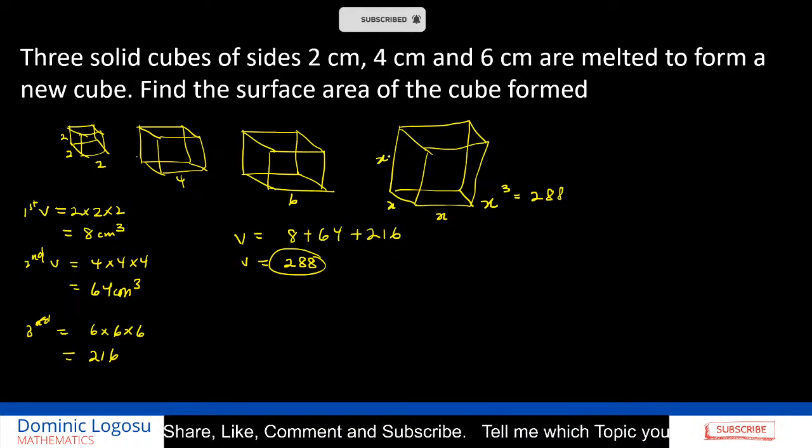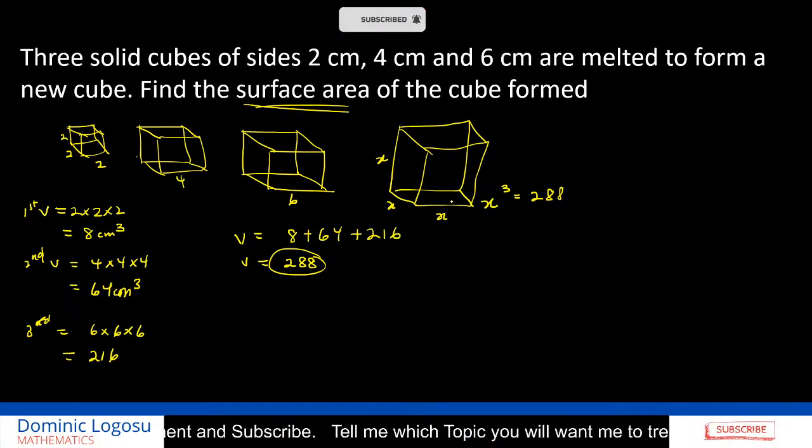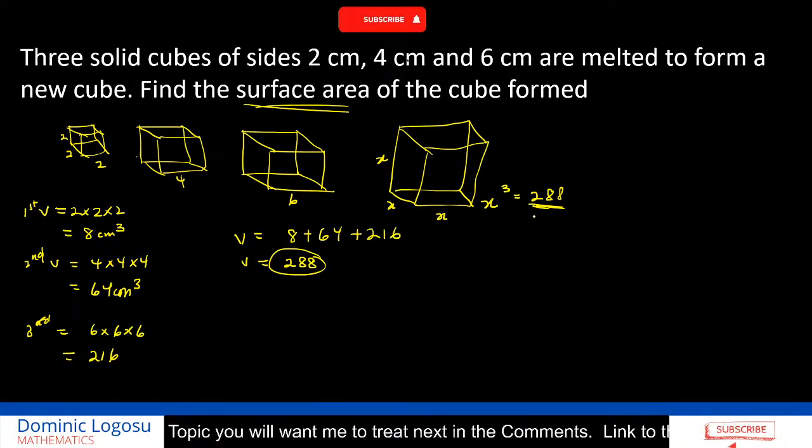If you know the side, we can quickly go ahead to find the surface area. Represent the side with what? x. And we need 3 of that to be equal to what? The new volume. So it will be x cubed equals 288. Are we okay?